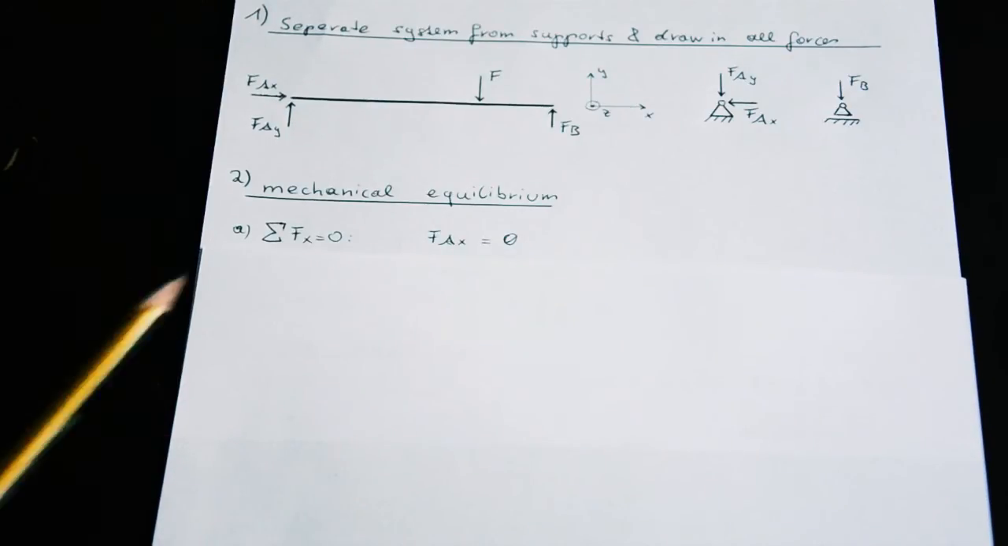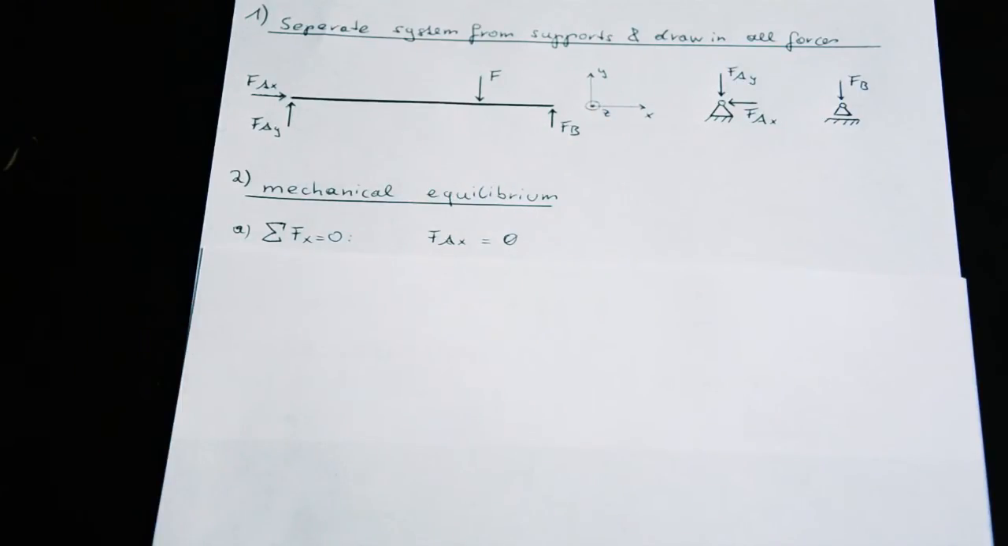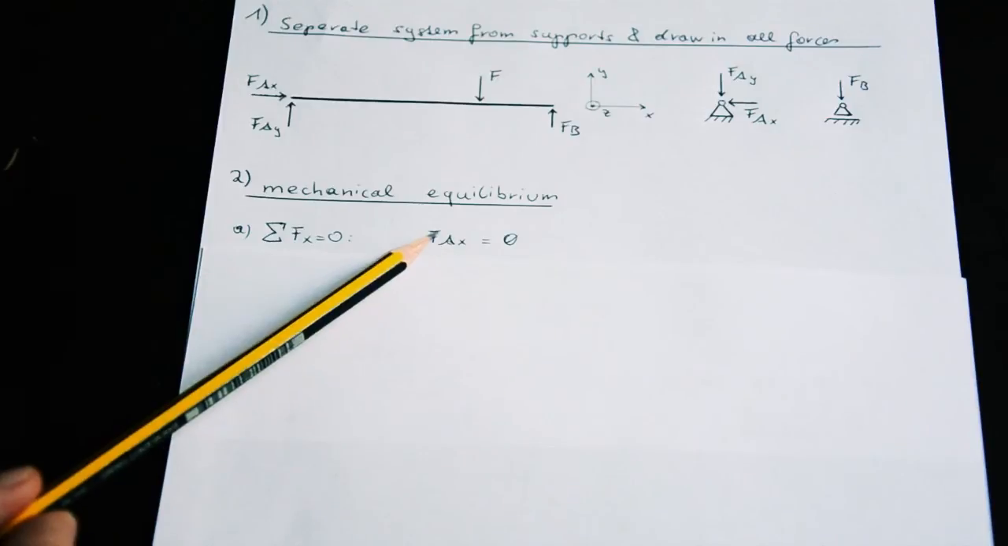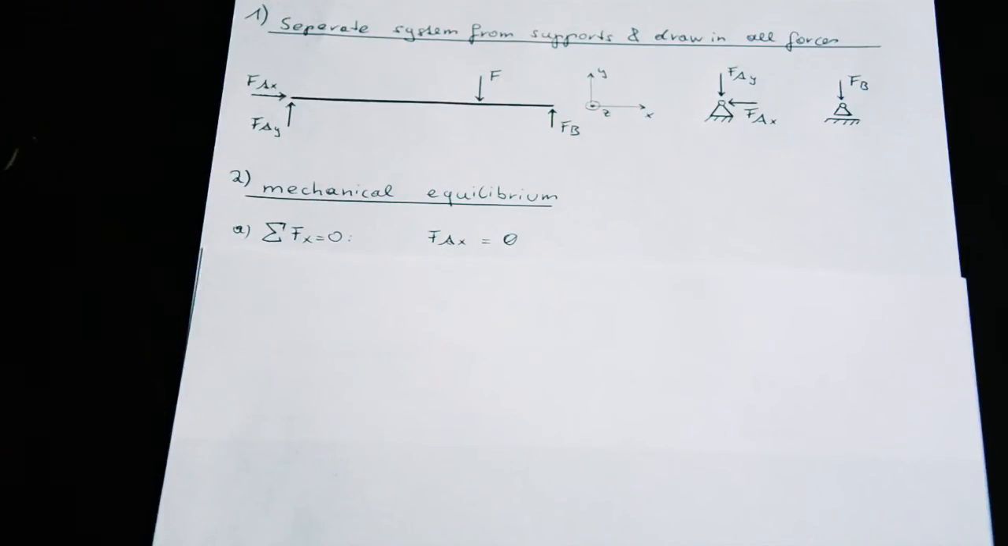The sum of all forces in x direction has to be 0. If a force is pointing at positive x direction of our coordinate system, it has a positive sign in front. So we have plus Fax, because it's pointing at positive x direction, is equal to 0. We have no other force in our system that is acting in x direction.